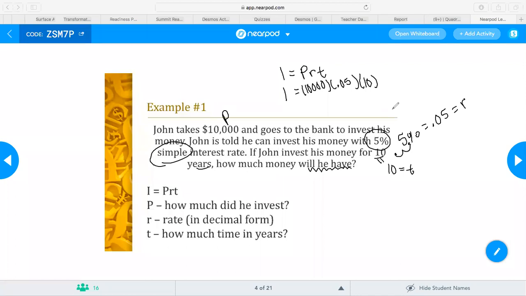And remember, when you take notes, make sure you at least have one good example in there, because you're not going to memorize this. Ain't none of you got photo memory. So you need to make sure that you're having some good notes. So 10,000 times 0.05 times 10. When I put that in my calculator, I get 5,000.